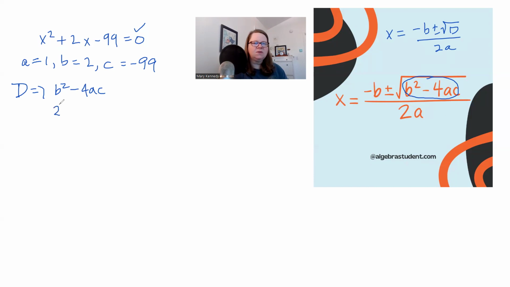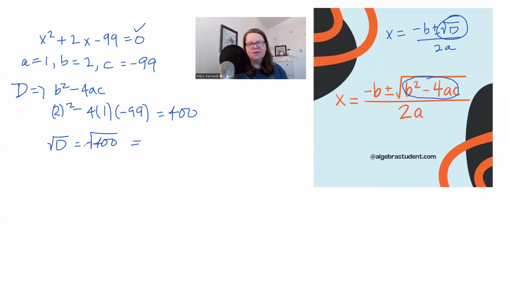B is 2, so 2 squared minus 4 times a times c is negative 99. All right, so I grabbed my calculator and I know that this is 400. And so I'm going to go ahead and take the square root of that because I see it here as the square root. The square root of the discriminant, the square root of 400 in this case. And when you do the square root of 400, it comes out nice and clean. It's 20. And so that tells us something really important.